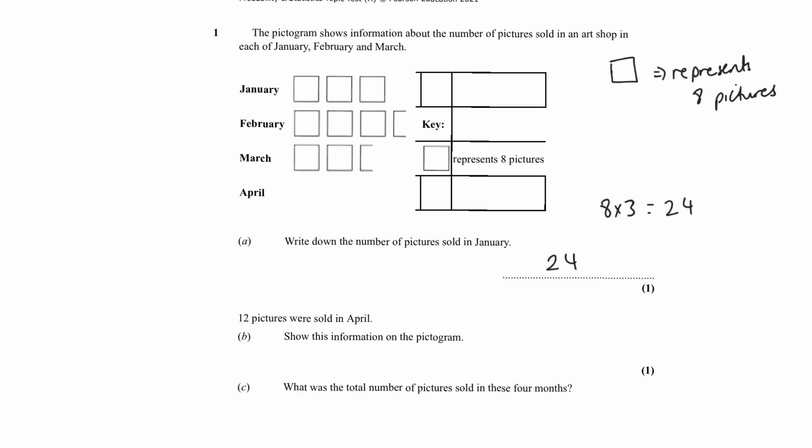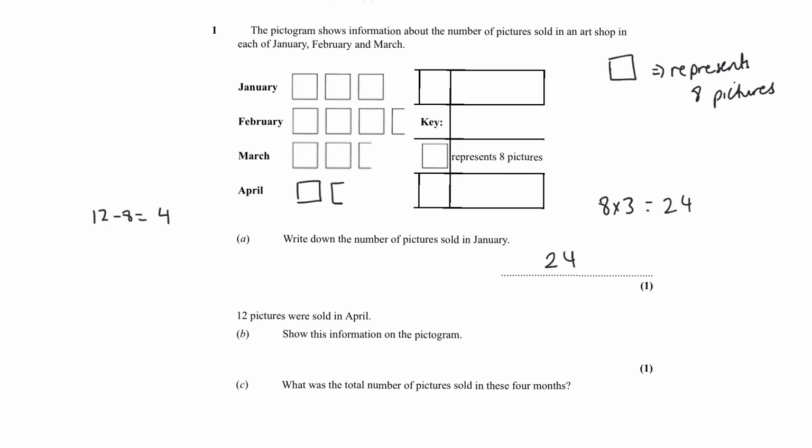Then it says 12 pictures were sold in April, so it wants us to show this information in a pictogram. If one box is equal to 8, then 12 take away 8 to find out how much is left gives you 4 pictures left. We know that 4 is half of 8, so we could just draw half a box, and that represents 12 pictures, because we've got the 8 represented by the full box and the 4 represented by the half box.